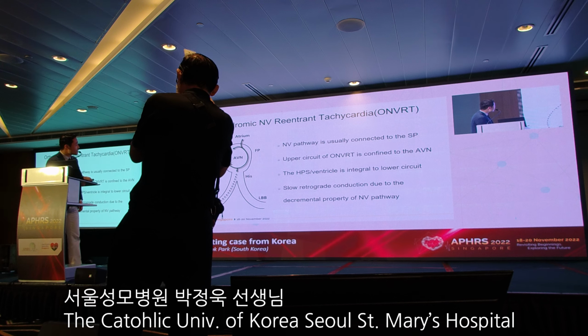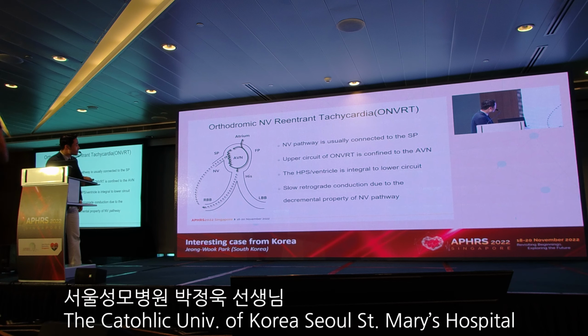In general, the neuroventricular pathway is connected to the slow pathway of the AV node. Therefore, the upper circuit of ONVRT is confined to the AV node, which implies the atrium is not needed for reentry. In contrast, the His-Purkinje system and ventricular myocardium are integral parts of the lower circuit. Hence, the ventricular activation is mandatory. And the most important feature is that, due to the slow conduction property of the pathway, ONVRT is usually induced with a long-RP tachycardia pattern.